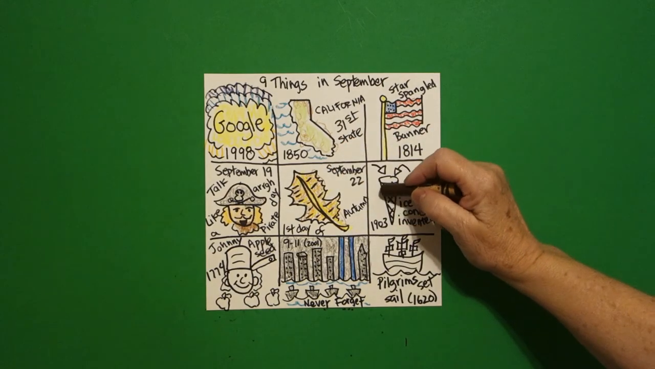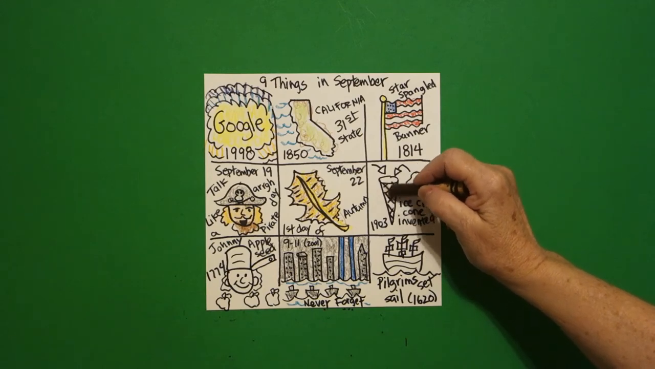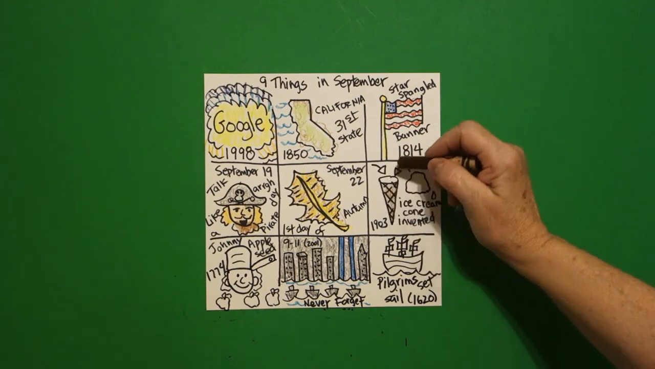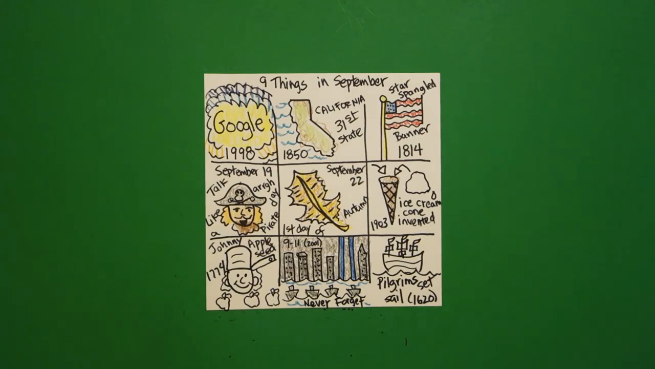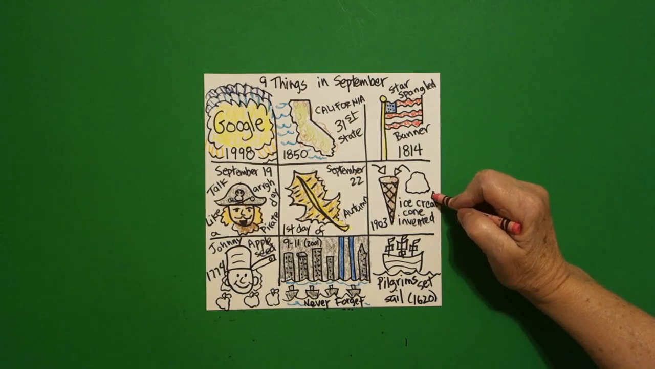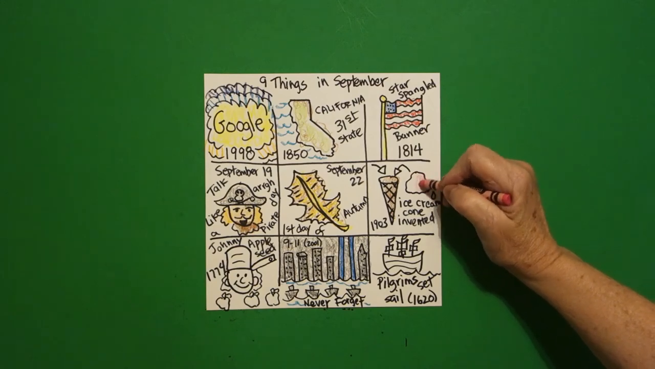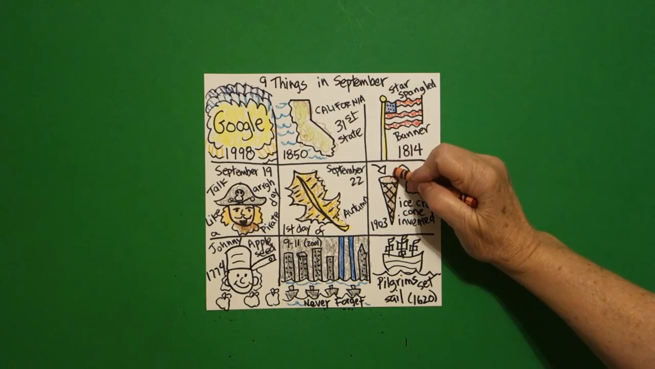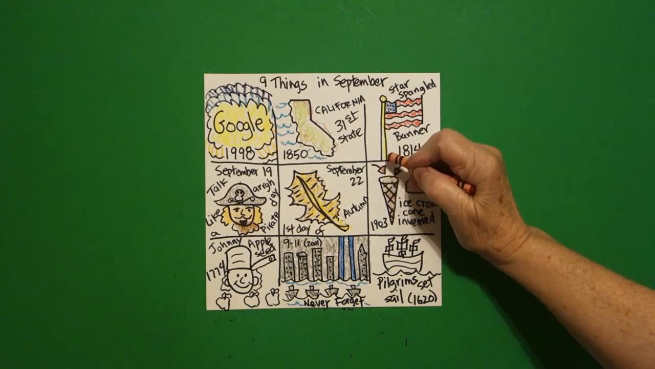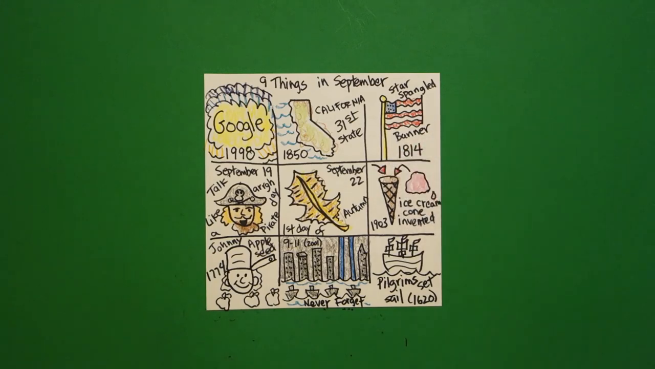Okay. Next, ice cream cone invented. Very important if you're an ice cream lover. Light brown for your cone. I did strawberry ice cream pink. You can do your own color. And red for my arrows. So I don't forget, it's the ice cream cone that was invented, not ice cream. Ice cream had been around for a while.